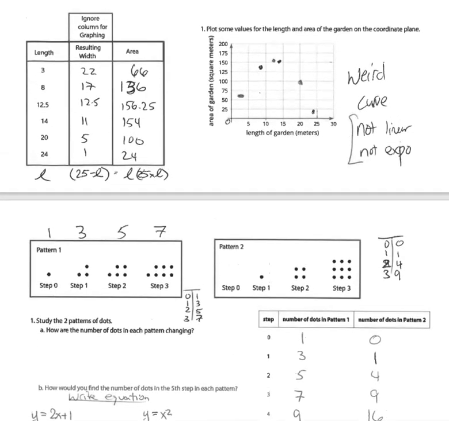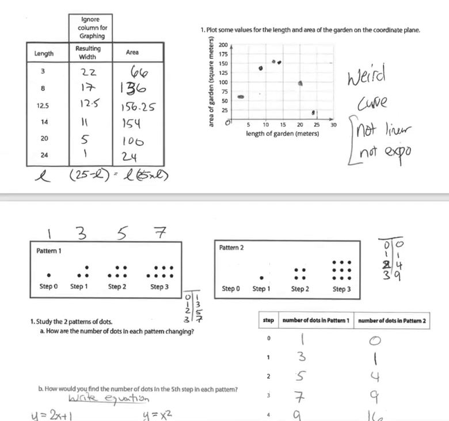The other thing we could look at here, at the bottom of the table, I said if you had a length of L, then the resulting width would just be whatever's left over from the 25. So it'd be 25 minus L, and the area would be L times (25 minus L). And when you look at that, you end up getting L times 25, which is 25L, and then you have L squared. So then that's a plus, not a multiplication, inside of those parentheses.